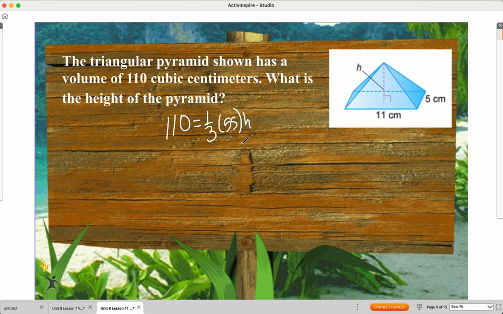So 1/3 of 55, 55 divided by 3 gives me 18 1/3. So 110 equals 18 1/3 H. I know it's 1/3 because I've got 0.3333 repeating. So I'm going to go ahead and divide it by that same idea. I'm going to multiply it by, I'm going to use my reciprocal because I've got a fraction. Or I can go ahead and round it to 18 and do it this way. I'm going to get a slightly different answer either way, but I'd accept both of these.